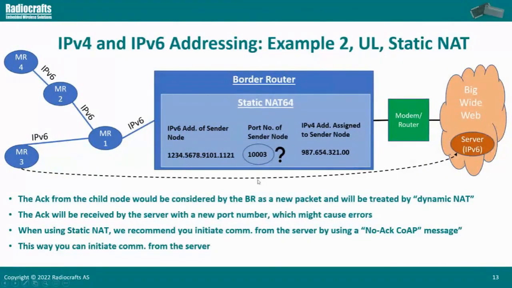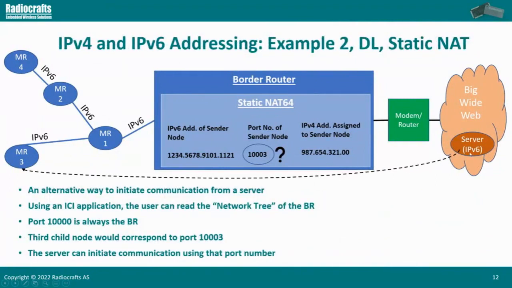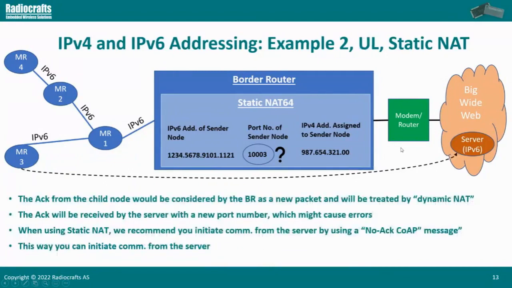So how do we overcome this? There are many ways. First of all, we can use non-ACK CoAP, which does not require acknowledgement. So if the server side initiates communication using CoAP which does not require acknowledgement, then the mesh router will not have to send an ACK and will not have to go through this dynamic thing and send it with a different port number and have the packet discarded and so on. So this is basically our recommendation if you want to use static NAT: that you use no-ACK CoAP messages.